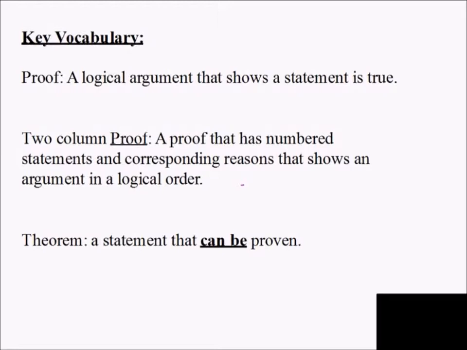Proof. Proof is a logical argument that shows a statement is true. A two-column proof, which is what I'm partial to, you have numbered statements and corresponding reasons to show an argument in a logical way. Basically what this is saying is you're going to go step by step to prove something, and you need a reason for each step. So if step 1 is you added on both sides, then the reason for it would have been addition property of equality. Okay, you'll see how that works in the guided practice.